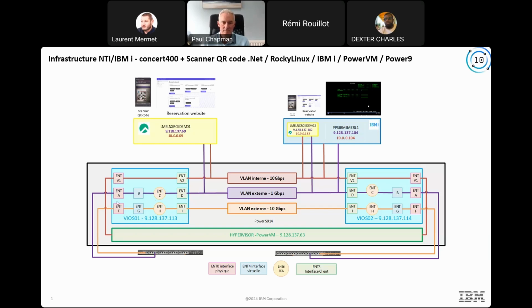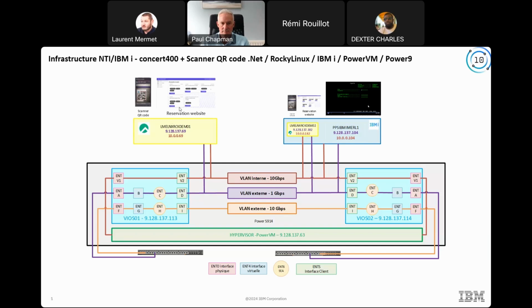So each VIOS can have a connection to the outside with an external VLAN, one with 1 gigabit bandwidth and one with 10 gigabit bandwidth. And through the capability of the hypervisor to virtualize the network, we have created an internal VLAN between the two VIOS and the different partitions of the P9.